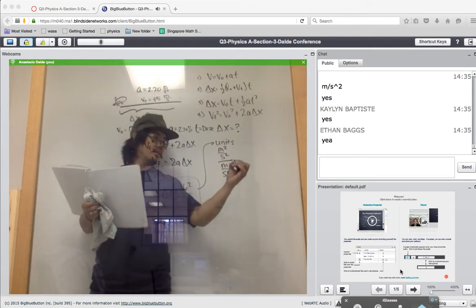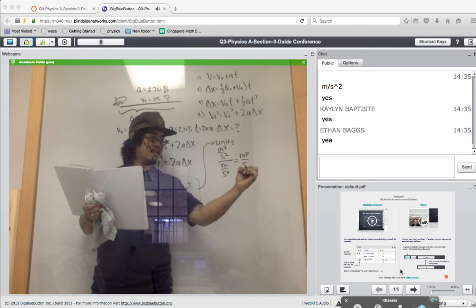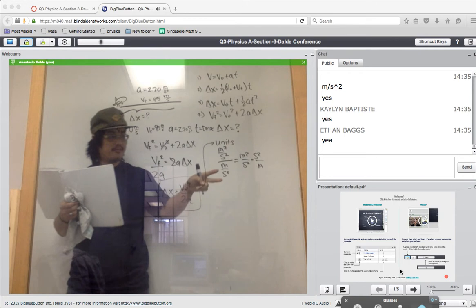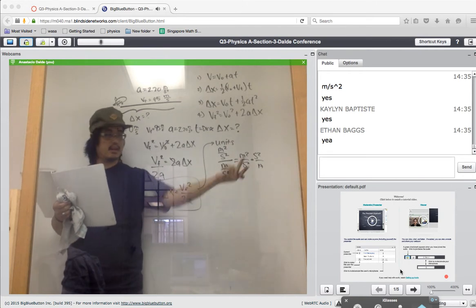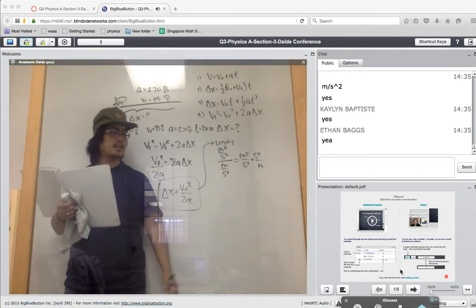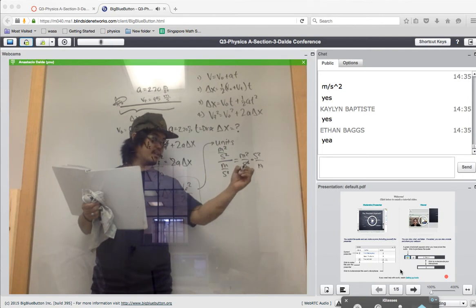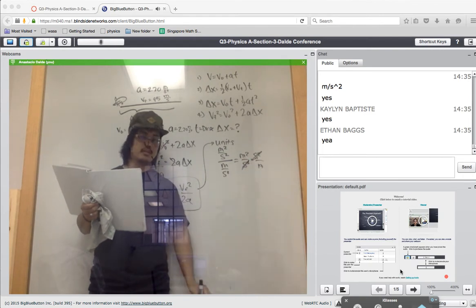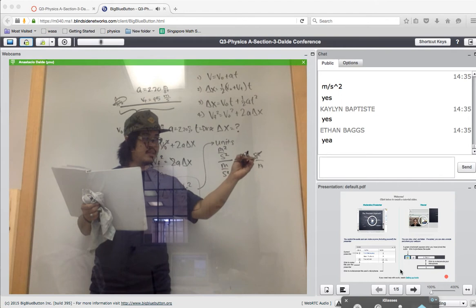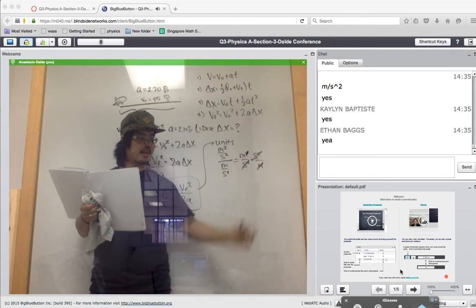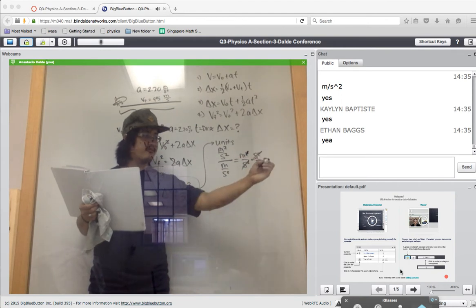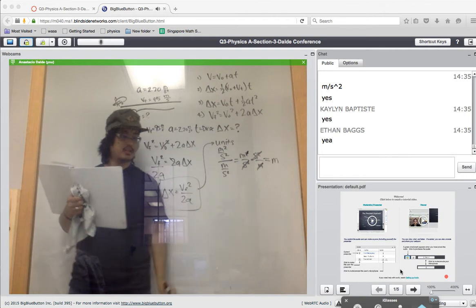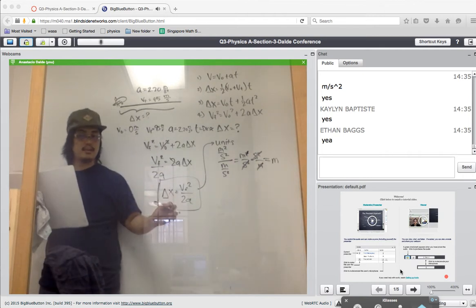All right. I got a fraction over a fraction. I'm going to make that meters squared per second squared times second squared over meters. I just take the fraction on the bottom, I flip it upside down, and I multiply it. Now I'm going to cancel out this second squared with this second squared, and then cancel out one of these meters on the top with one of these meters on the bottom. The units for my answer is meters.